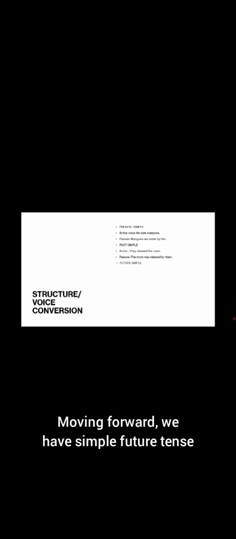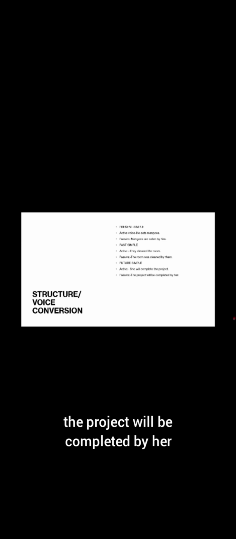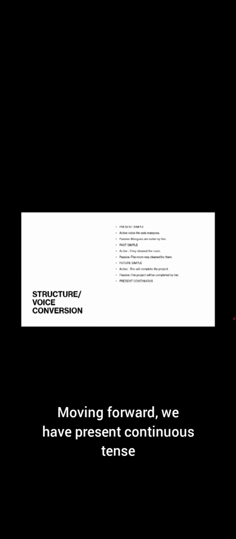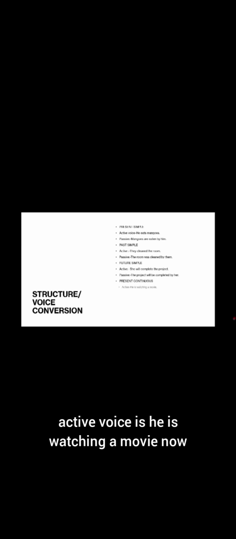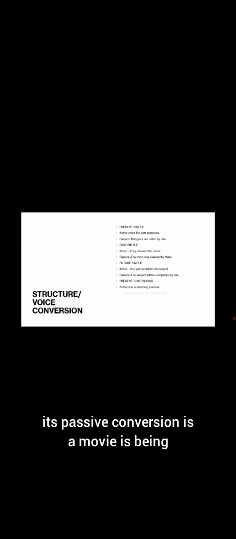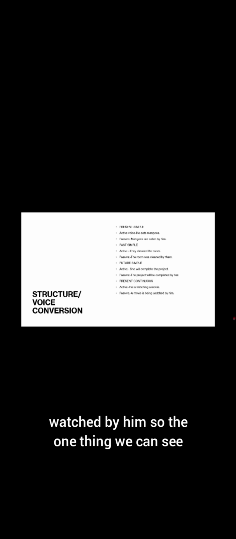Moving forward, we have simple future tense, where the example of active voice is she will complete the project, and its passive conversion is the project will be completed by her. Moving forward, we have present continuous tense. The example in active voice is he is watching a movie. Now, its passive conversion is a movie is being watched by him.